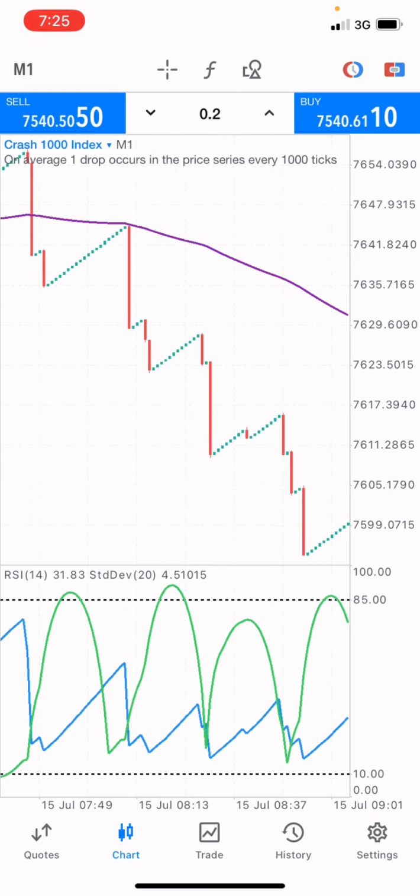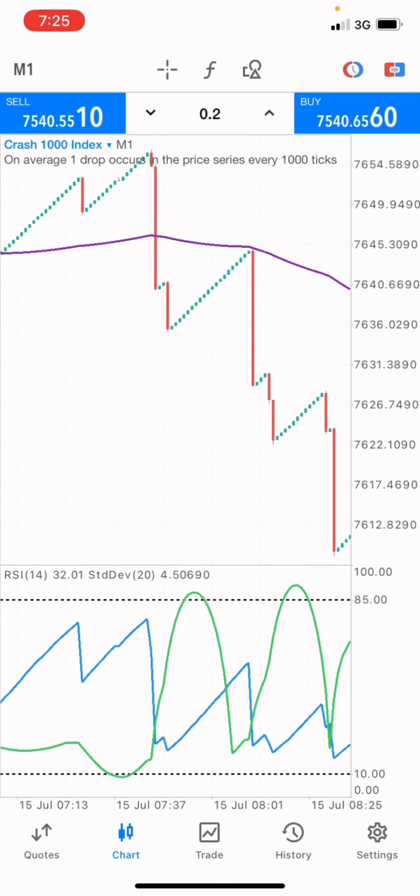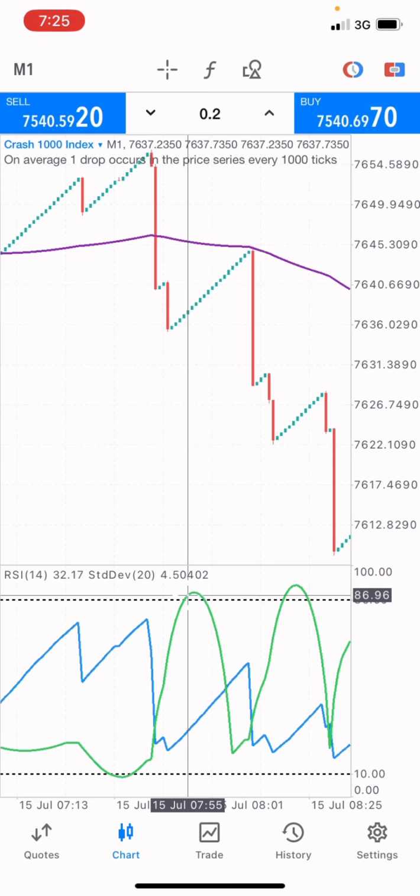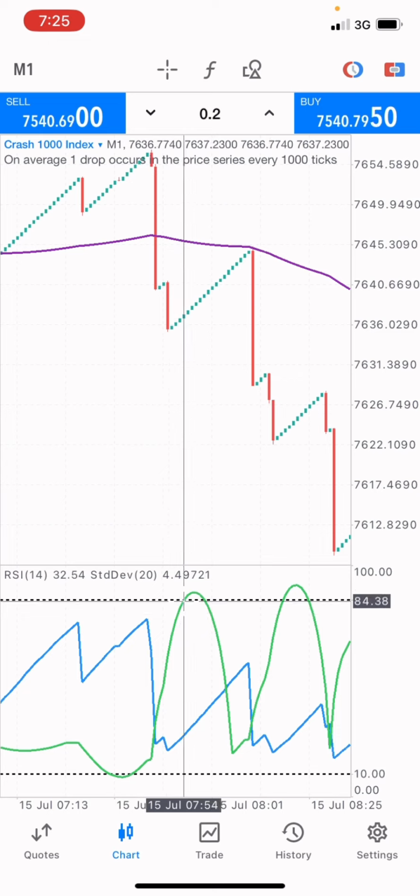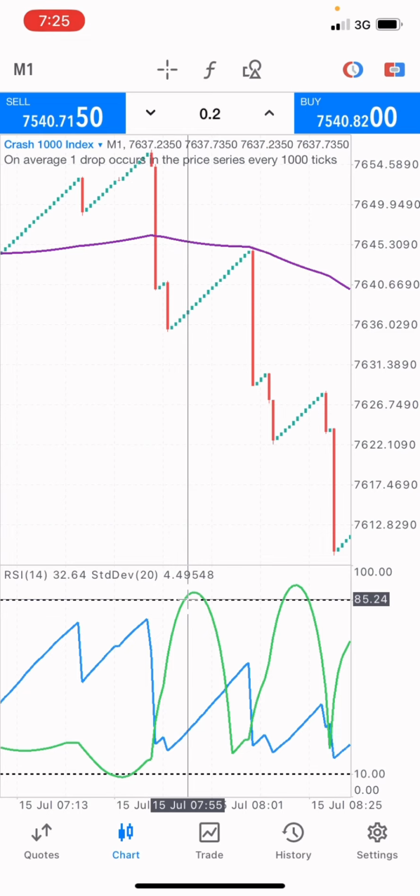It's a very safe strategy for you to trade, but the market can also spike at this point. That's why this strategy is 75% accuracy. It works, but it can also spike at this point. Even above the level 85, it may spike. That's why it's called the 75% accuracy strategy for crash and boom.